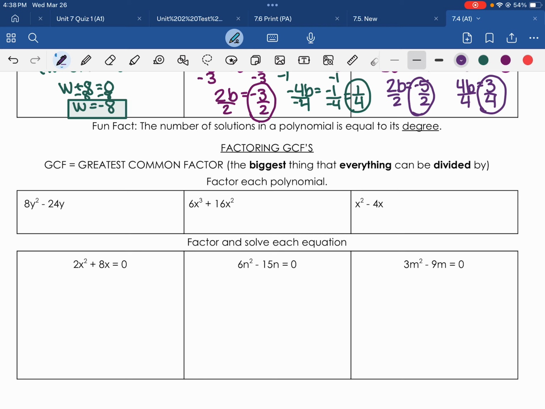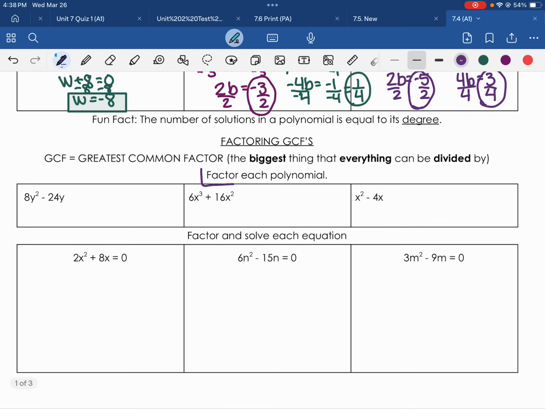All right. What if the parentheses are not already there? Notice how all these at the bottom aren't in factored form. So we have to factor. Factor means you're turning it into the parentheses. What we're going to do today is find the GCF, greatest common factor, which is the biggest thing that everything in the polynomial, each term, can be divided by.